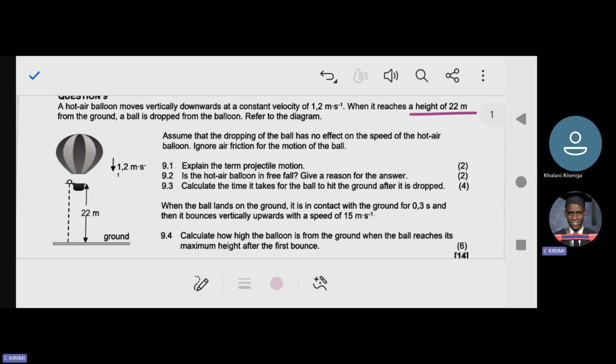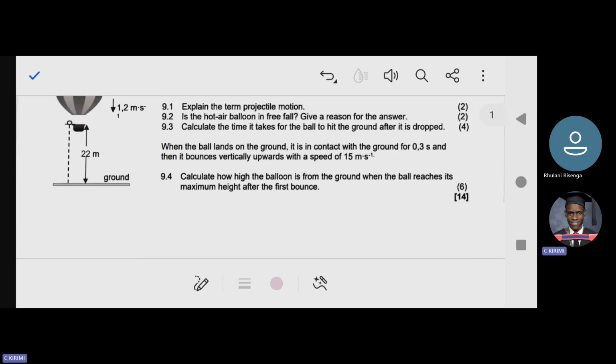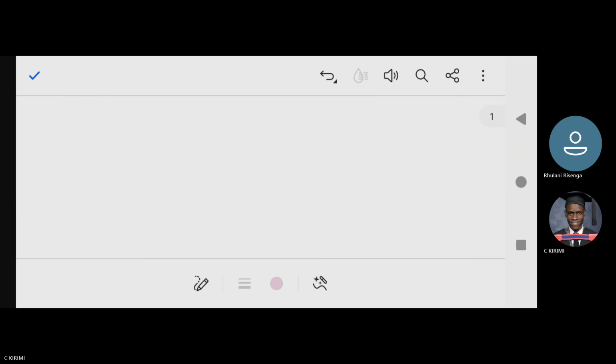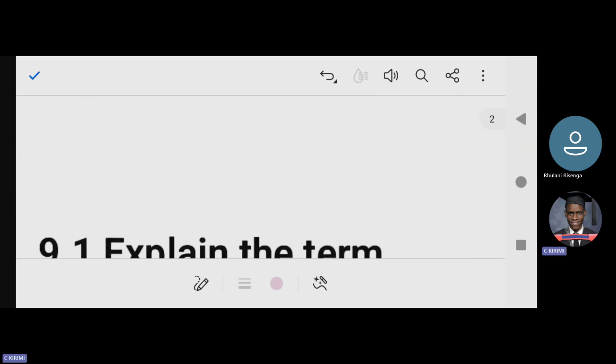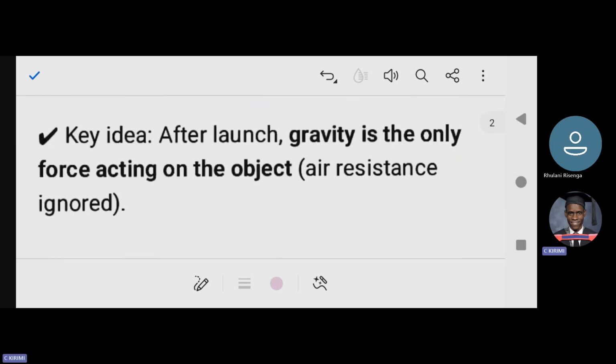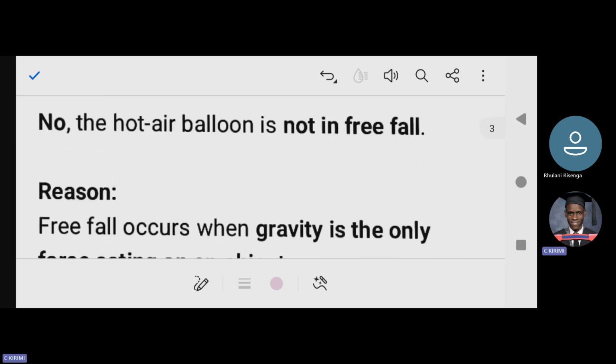So there are two things which are in motion, isn't it? The balloon is continuously going down with that constant speed of 1.2 meters per second. And the ball was dropped and then it comes back, and it was in contact for 0.3 seconds. So there are 6 marks. So let's check the approach, how you're supposed to attempt this one.